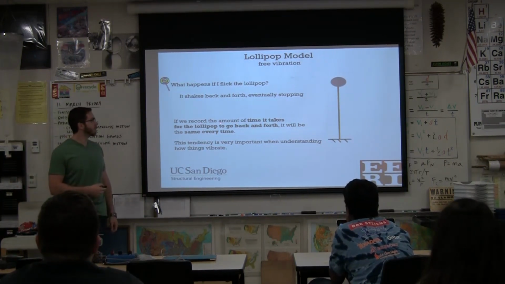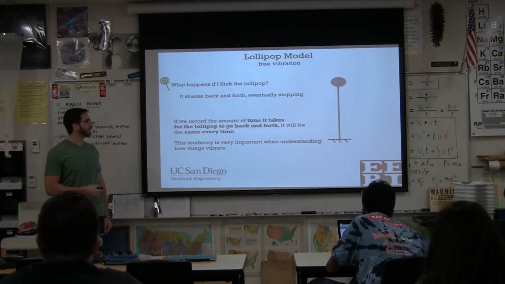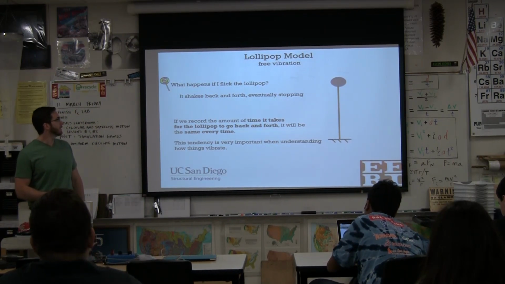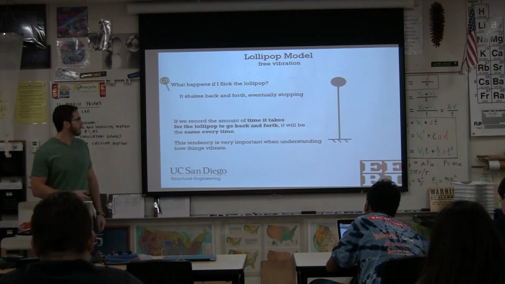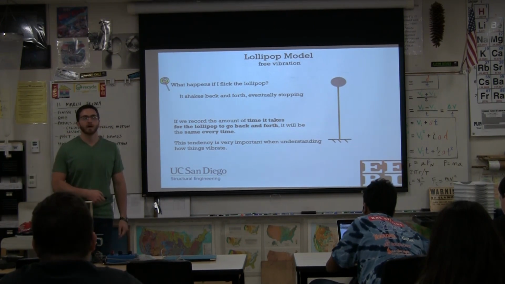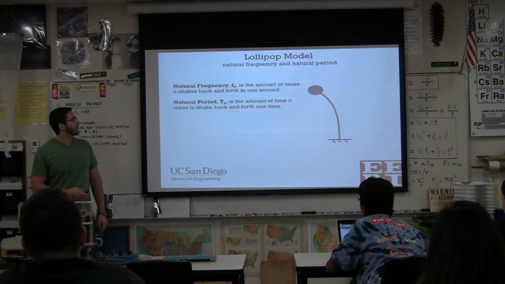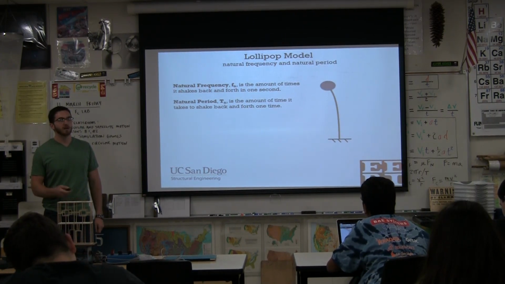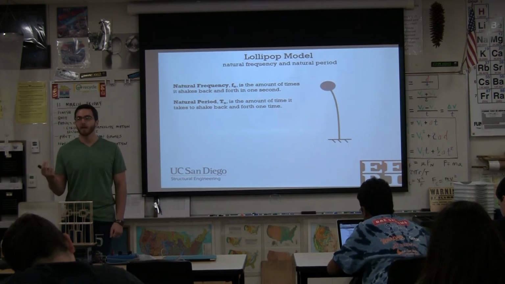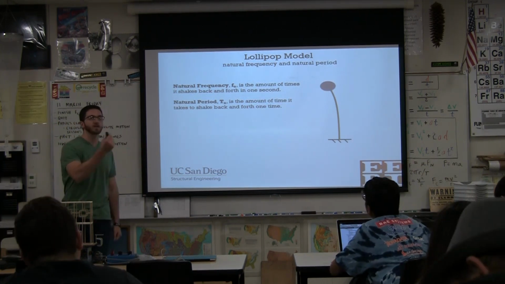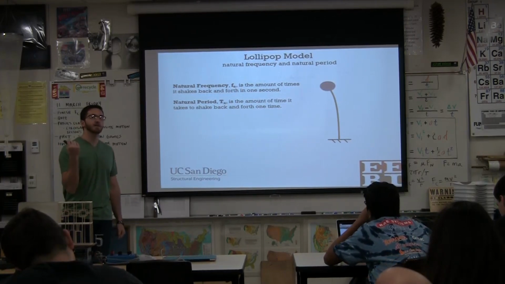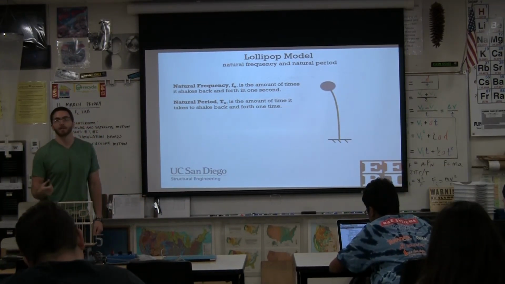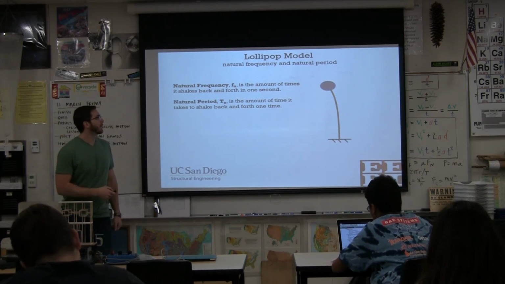If we record the amount of time it takes for the lollipop to go back and forth, it will be the same every time. This tendency is very important when understanding how things vibrate. The idea is that when we shake it, the amount of time it takes to get back to this spot is going to be the same. When I flick the lollipop, it's going to go this way and it's going to come back. The amount of time it takes for it to get back to the other side is going to be the same every time.